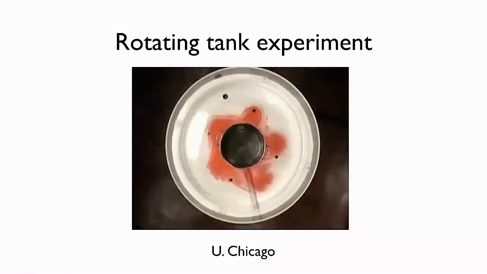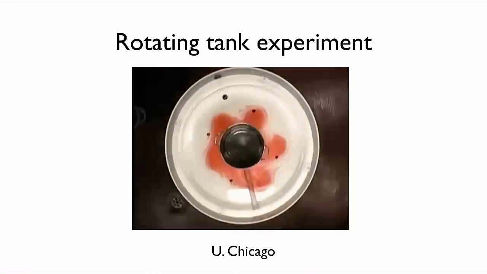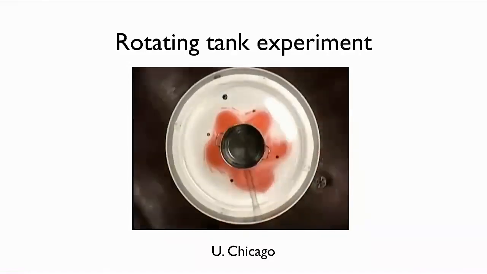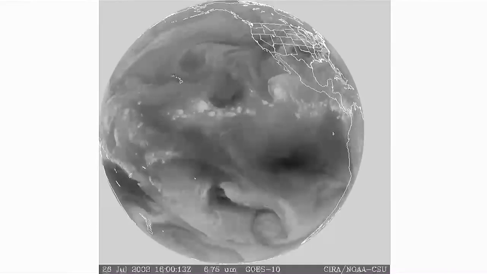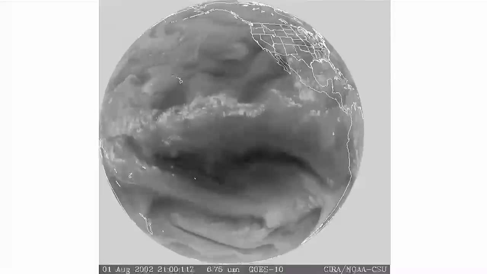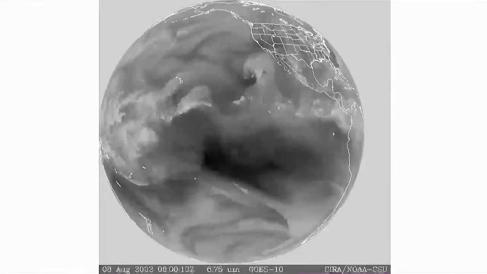Which is kind of generating a Rossby wave, which you can then see propagating around or moving around in the tank. So this is pretty cool. We can see these things even in a physical device. And you can also see them on the Earth. So this is satellite imagery looking at water vapor in the upper troposphere, which is a great way of visualizing the winds on the Earth.